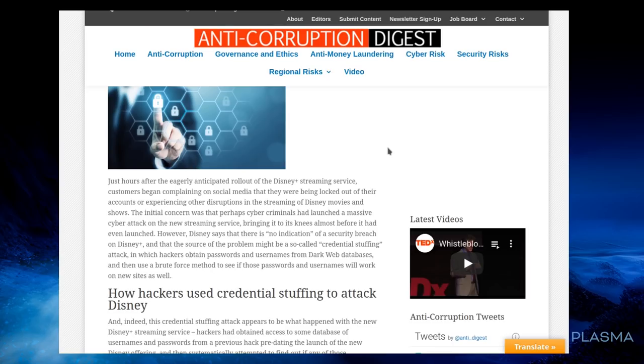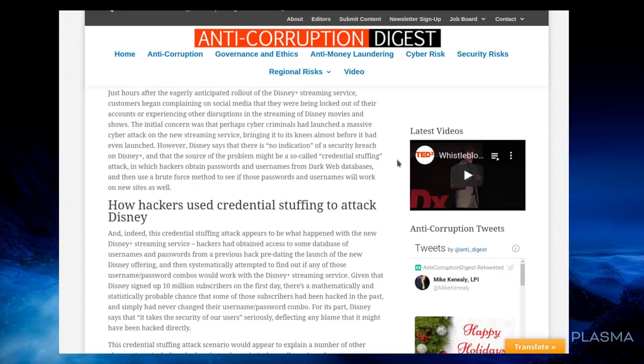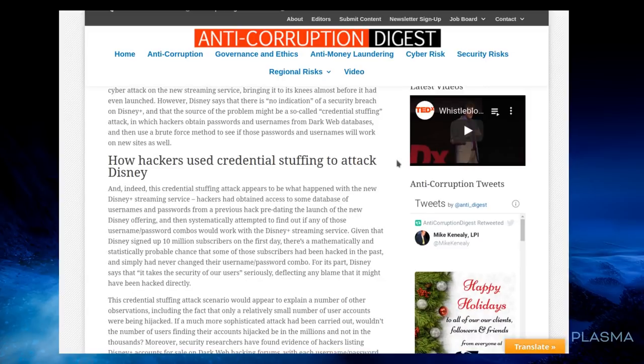So just hours after the eagerly anticipated rollout of the Disney Plus streaming service last year, customers began complaining on social media that they were being locked out of their accounts or experiencing other disruptions in the streaming of Disney movies and shows. The initial concern was that perhaps cybercriminals had launched a massive cyber attack on the new streaming service, bringing it to its knees. However, Disney says there's no indication of a security breach. And the problem might be so-called credential stuffing, exactly what I've just been talking about: known password and username combinations.